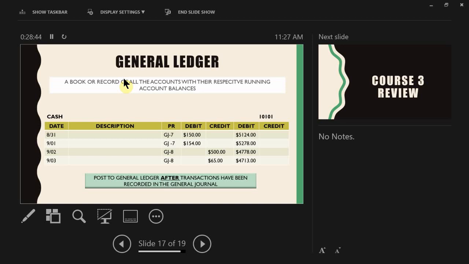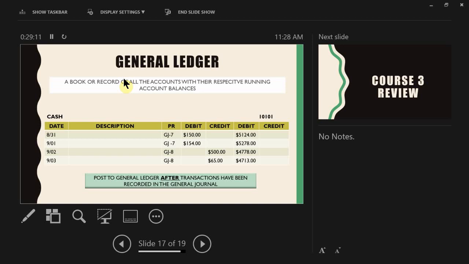So every transaction that you do and you record into the ledger is going to automatically produce a running balance. Okay, so it allows you to know how much money is in your account at any given time. All right, and you post to the general ledger after your transactions have been recorded to the journal.